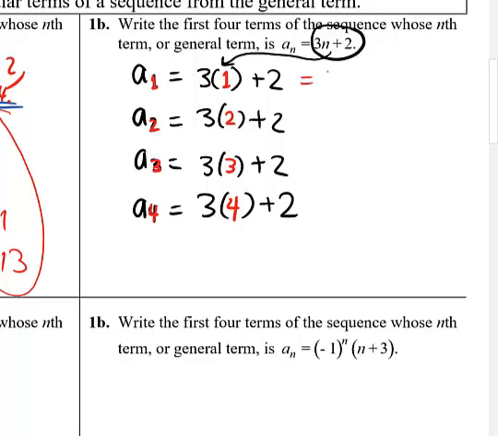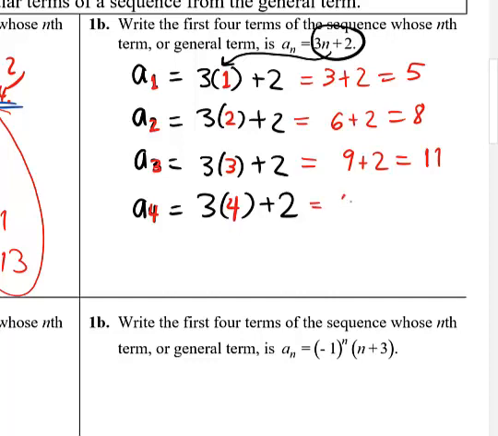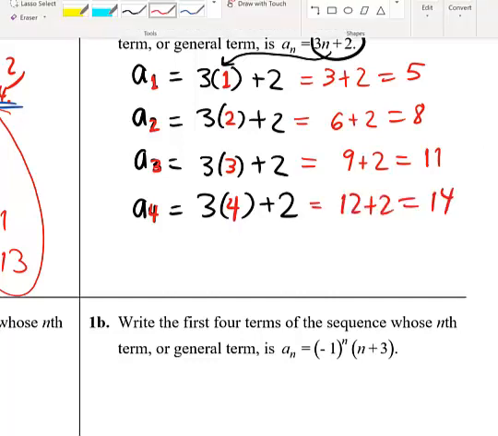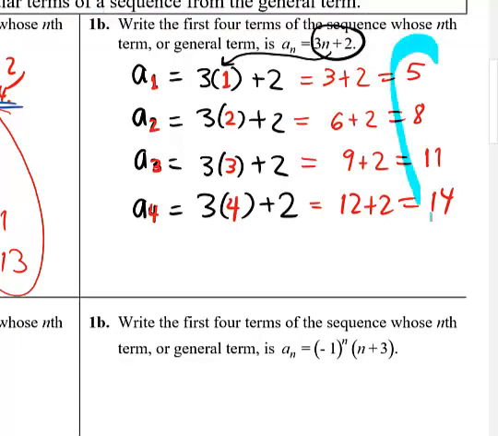And then I'll simplify. That's 3 plus 2, which is 5. There's our first term. We have 6 plus 2, that's 8. That's our second term. 9 plus 2 is 11. That's our third term. 12 plus 2 is 14. There's our fourth term. So the first 4 terms of the sequence are 5, 8, 11, and 14.